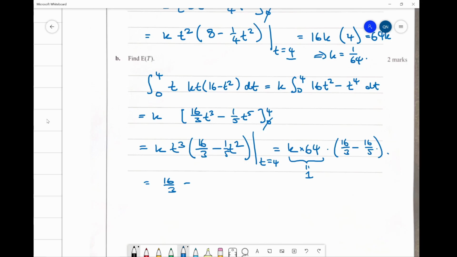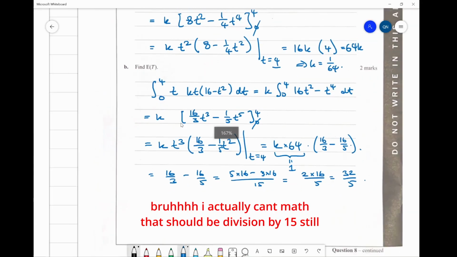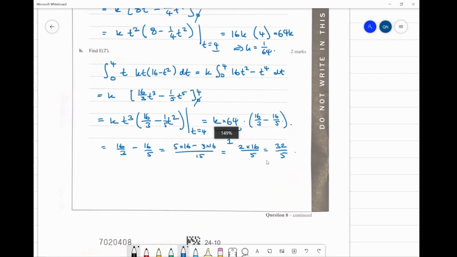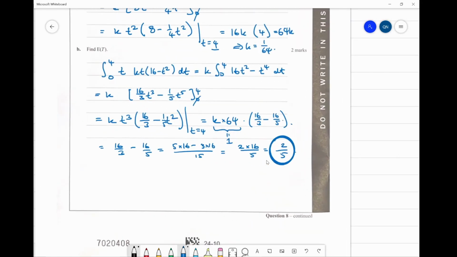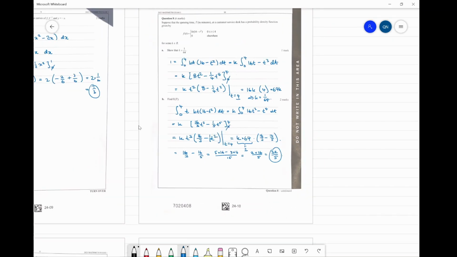Okay, so 16 on 3 minus 16 on 5, and that gives us 5 times 16 minus 3 times 16 over 15, just doing a bit of cross multiplication, leaving us with 2 times 16 over 5, and that is precisely 32 over 5. Okay, so that wasn't too bad. It was just a bit annoying having to do 2 integrals, right? And we already had integrals in previous questions as well.